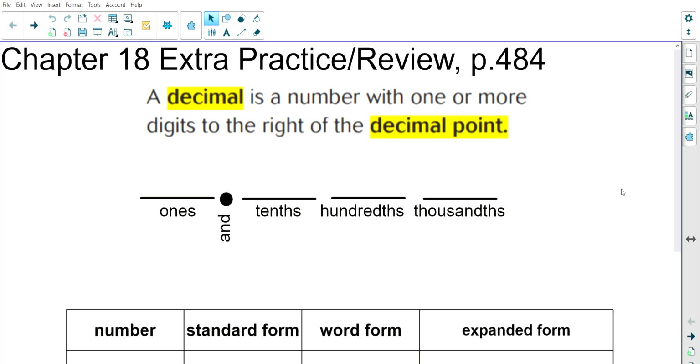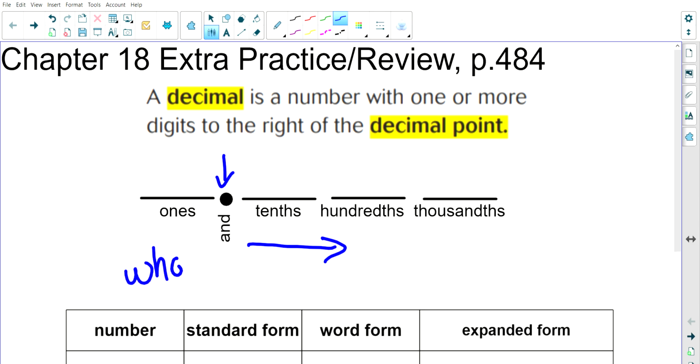A couple things that I want to review with you is what a decimal is. When we started this chapter, we learned that a decimal is a number that has one or more digits to the right of the decimal point. This special guy here is called our decimal point. So a decimal is any number that has at least one digit to the right of a decimal point. A decimal point separates wholes from parts.